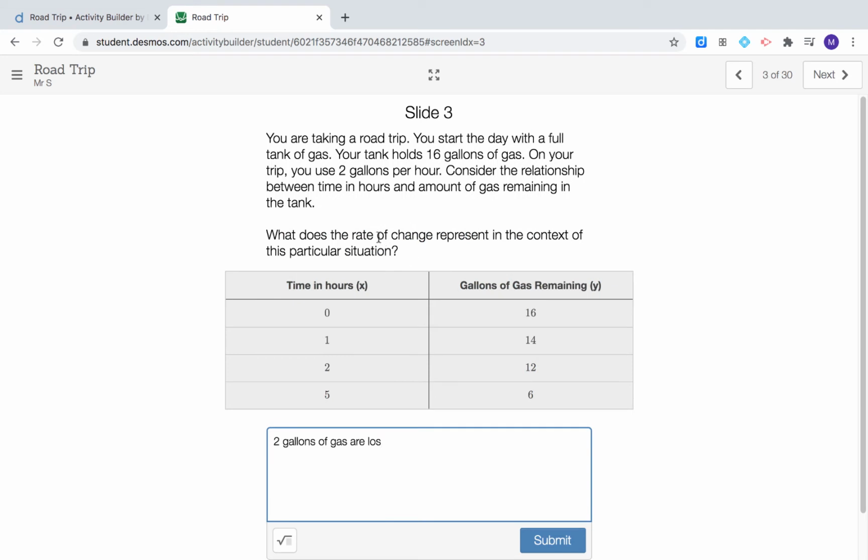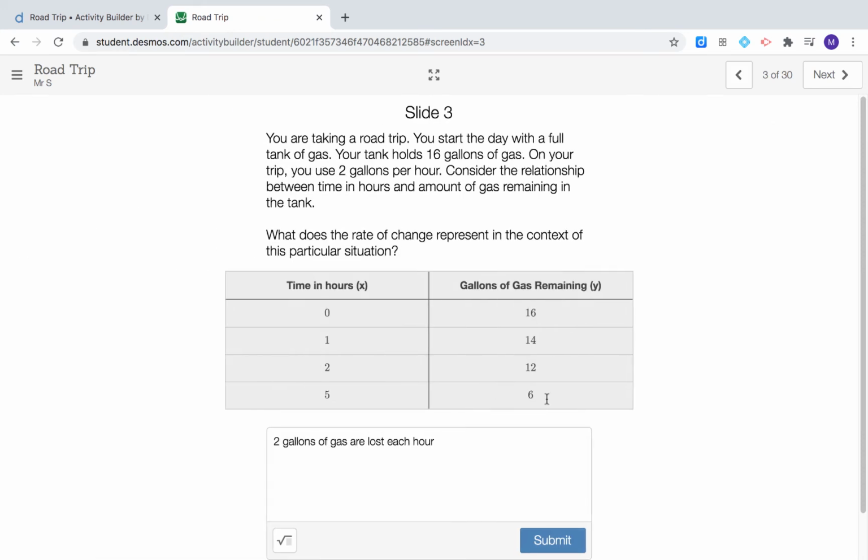They ask right here, what does this mean in this situation? I would say 2 gallons of gas are lost each hour. Something to that effect. When they talk about the situation, you want to use the variables that are involved in the problem, gas and hours in this instance.